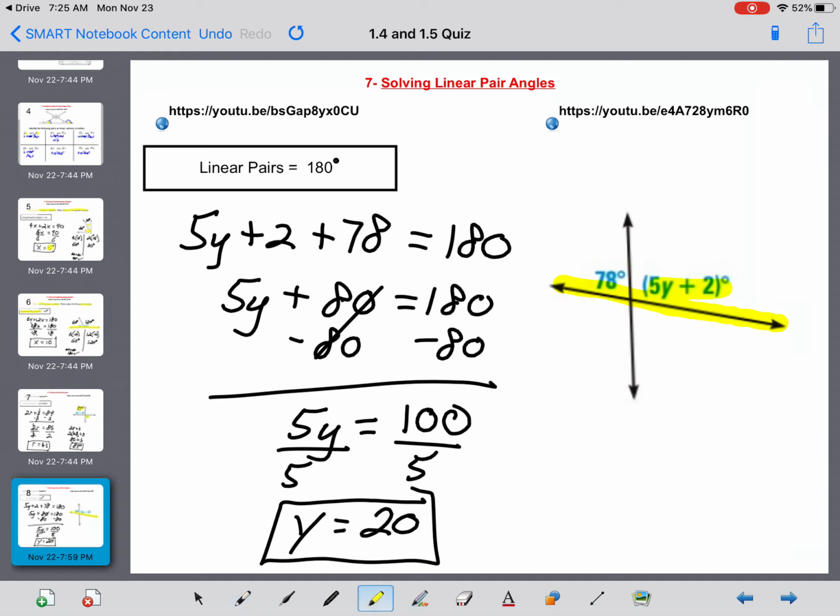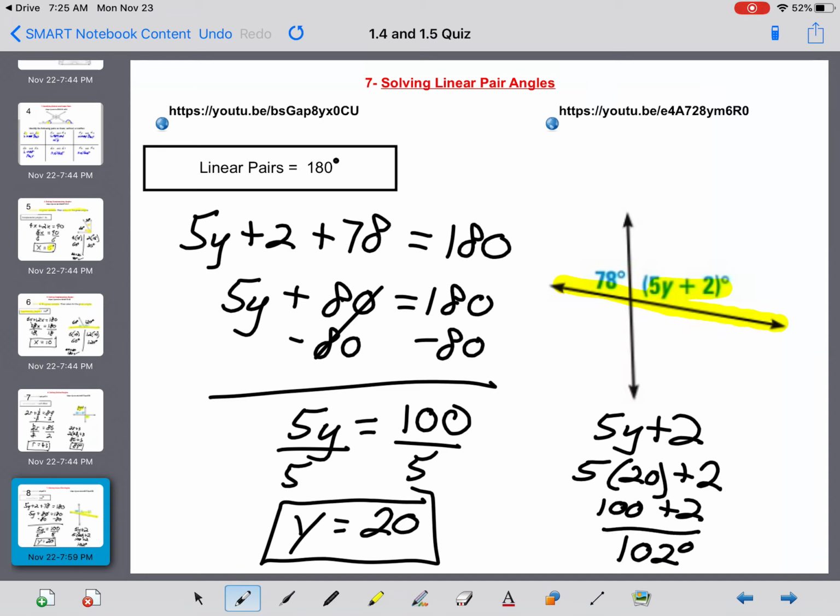So you've solved for the variable. Now you need to solve for 5y plus 2. 5y plus 2 is really 5 times 20 plus 2, which is 100 plus 2, which is 102 degrees. You know it's correct because 102 plus 78 makes 180 degrees.